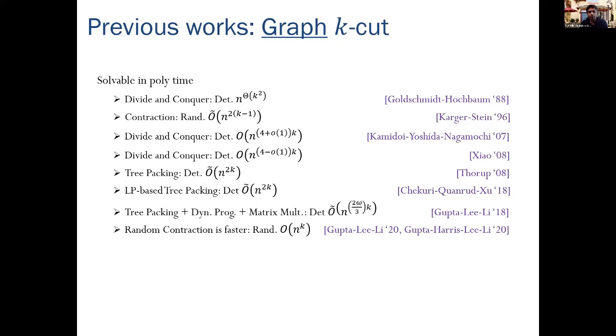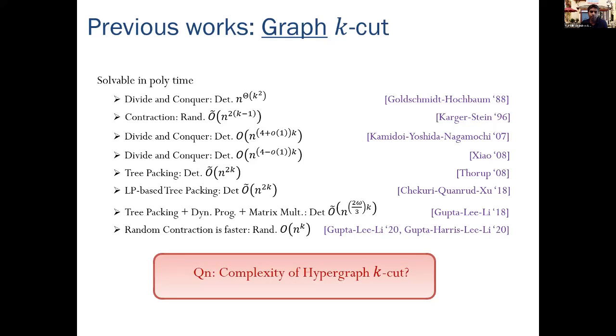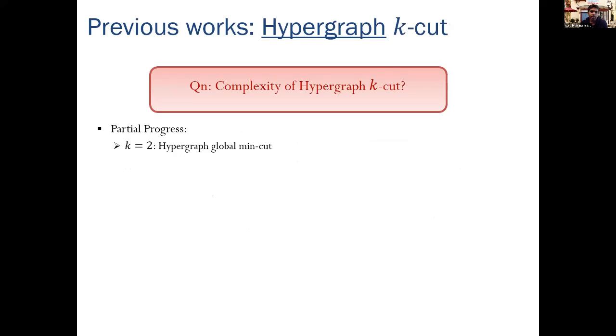Ever since the first work of Goldschmidt and Hochbaum showing that graph k-cut is solvable in polynomial time, the complexity of hypergraph k-cut has been open. There has been some partial progress towards this question in the literature. The first interesting case that one would want to solve is hypergraph 2-cut.